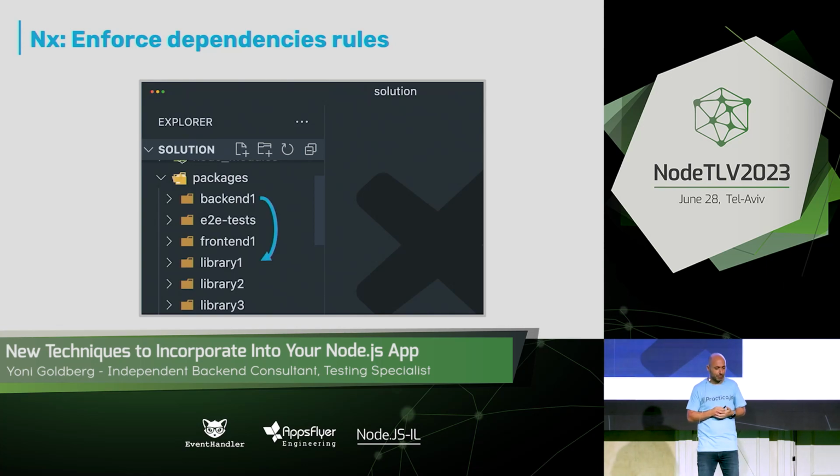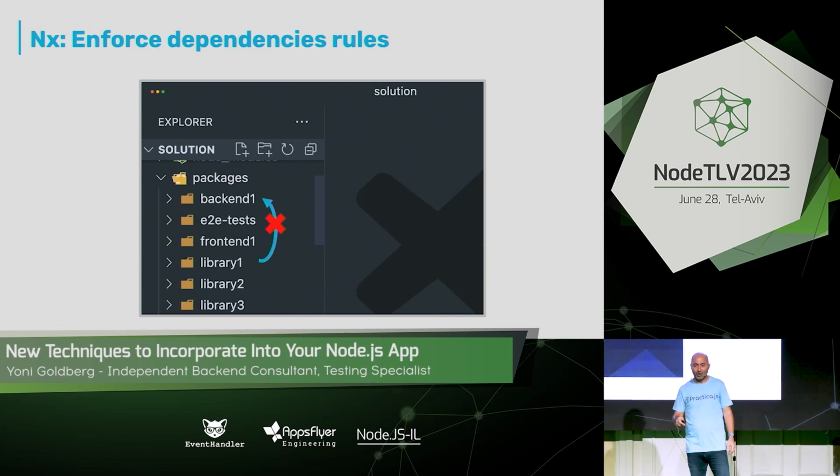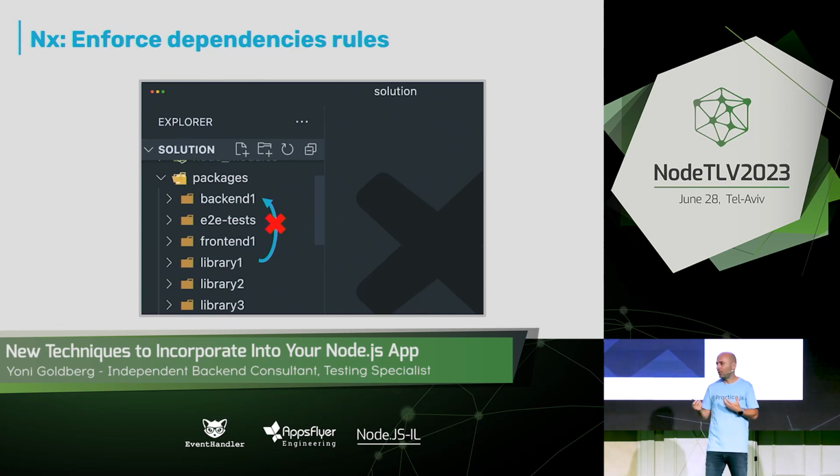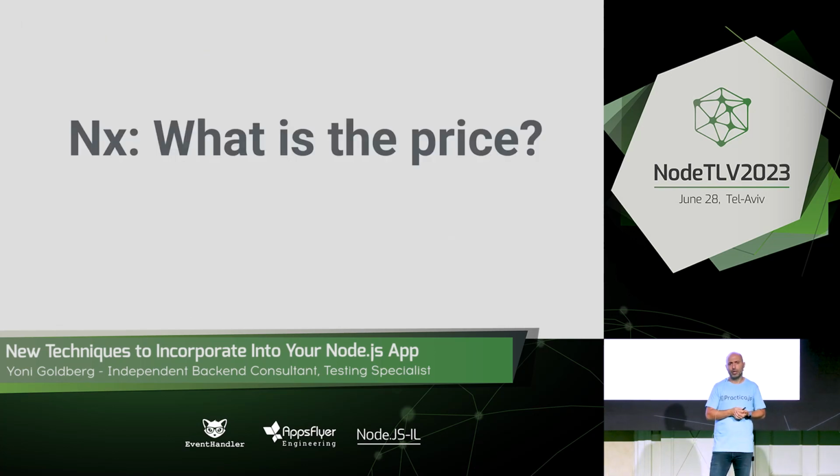Another fancy feature, see, the backend usually approaches libraries. But if a library tries to approach a microservice, this doesn't make sense, right? Well, NX can create lint rules that prevent this kind of thing that violates our architecture and stop it. Really fancy things, and these are just a few examples. But what is the price?